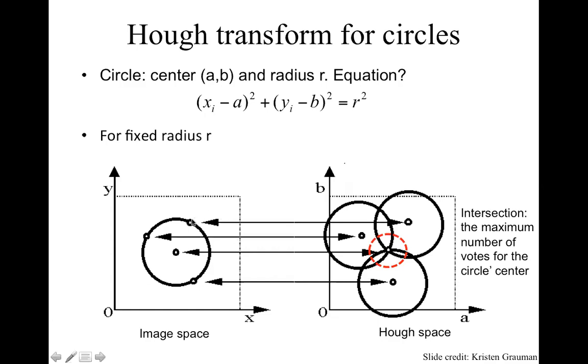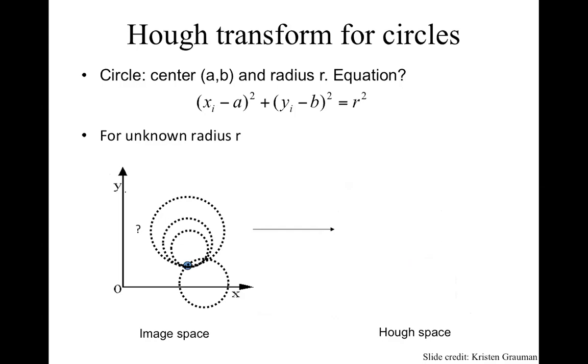So basically, each point will vote here, like in the straight line case, for some cells, where the x-axis is the location of the x coordinate, and the second dimension accounts for the y. So when you have a fixed radius r, everything is fine. Now, if you don't know the r, you could have circles of different radius r that could pass through your edge point in the image.